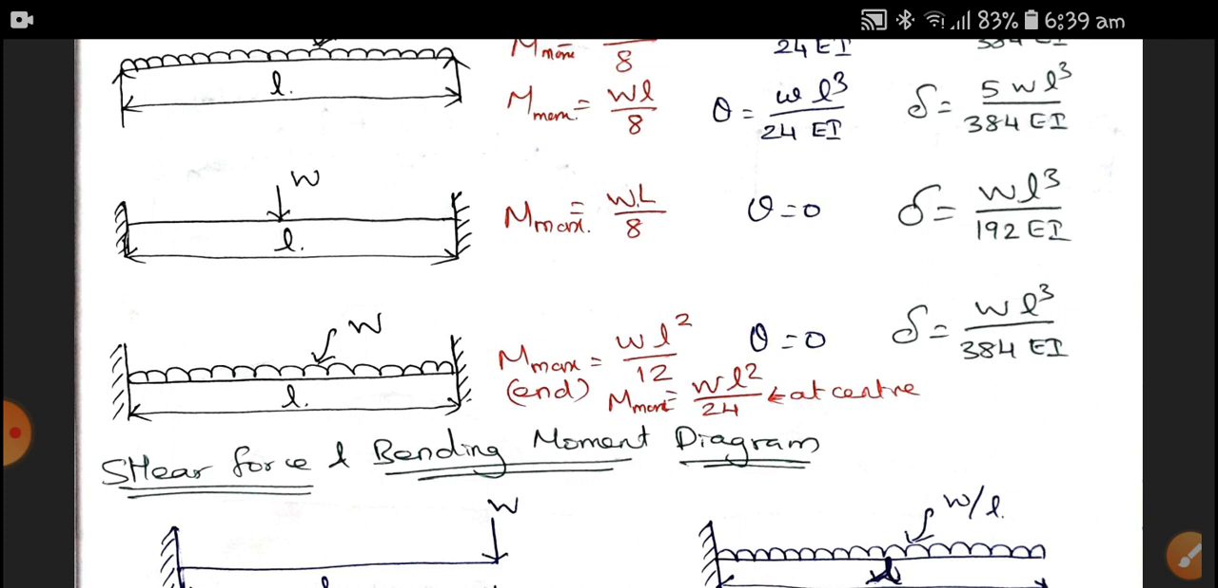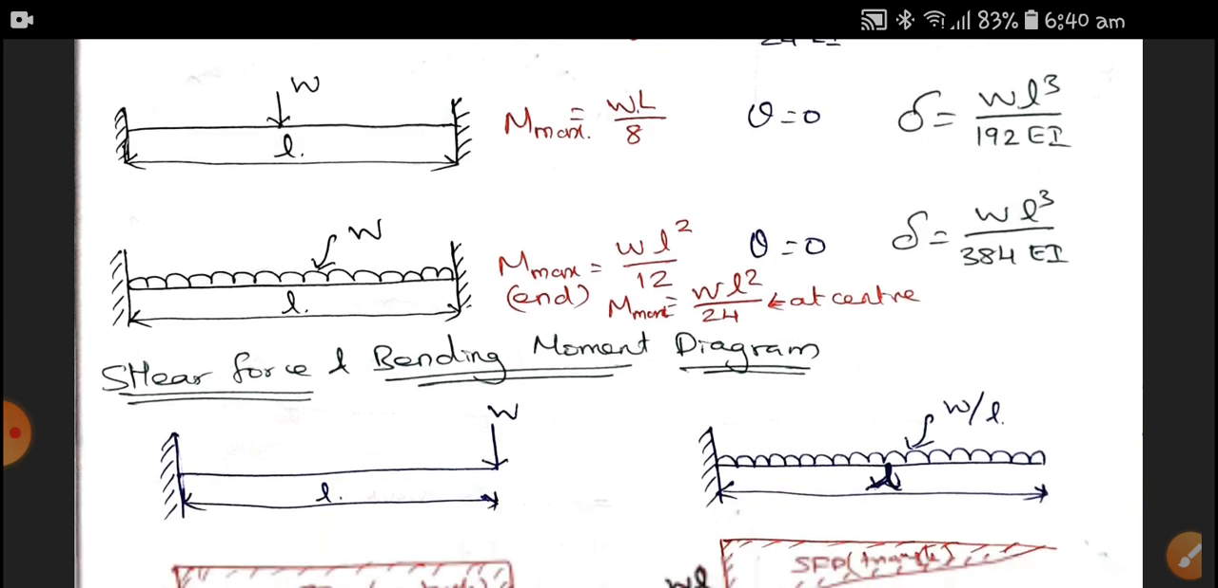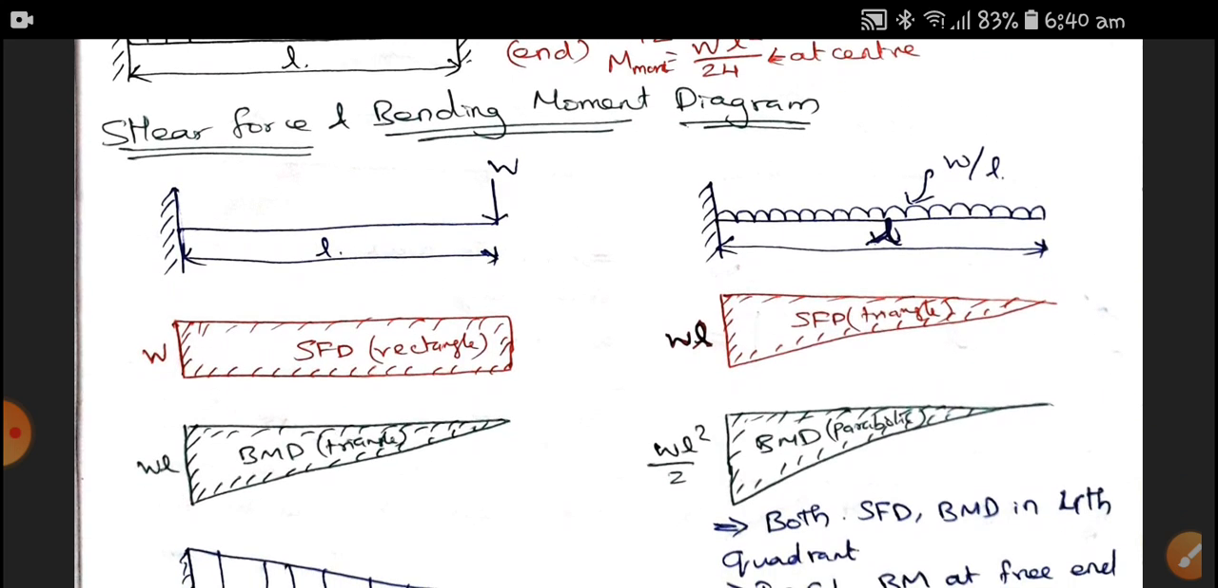Whereas for the fixed beam subjected to uniformly distributed load, the M max is WL square by 12. It is general, and M max at the end condition. The M max at the center is WL square divided by 24. Here the bending moment is maximum at the end of the section and minimum at the center portion, and theta is equal to 0, delta is equal to WL cube divided by 384 EI.